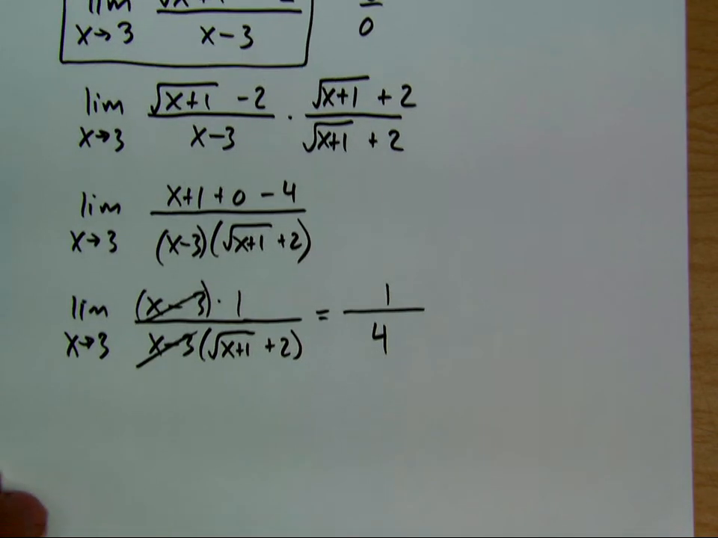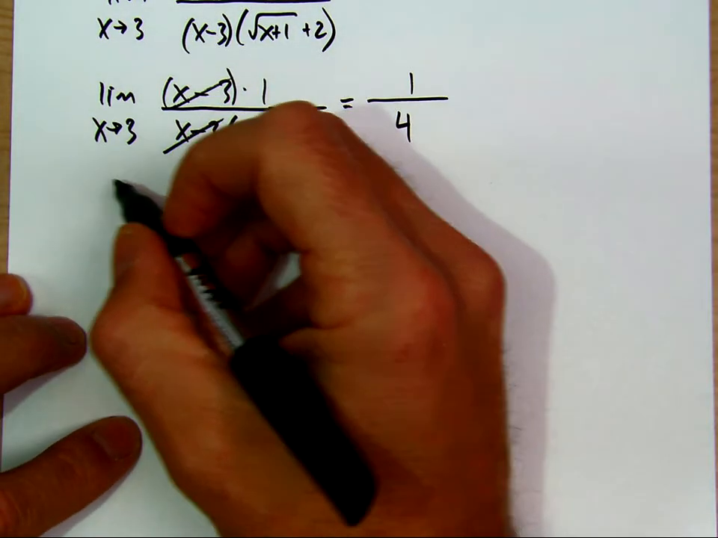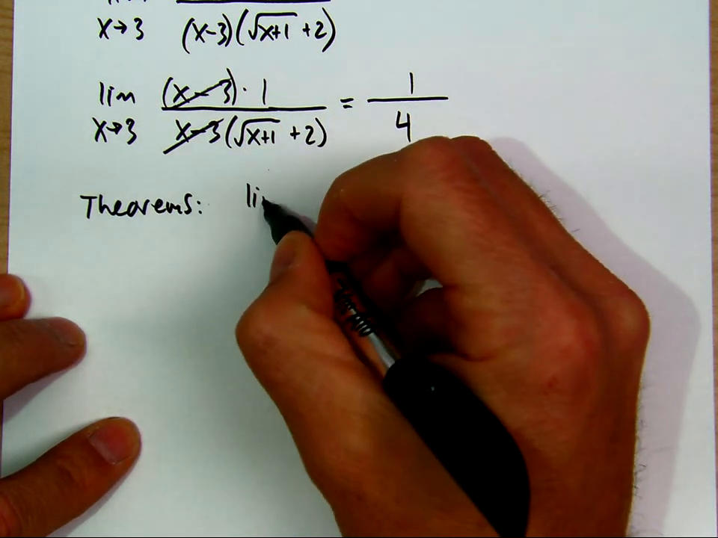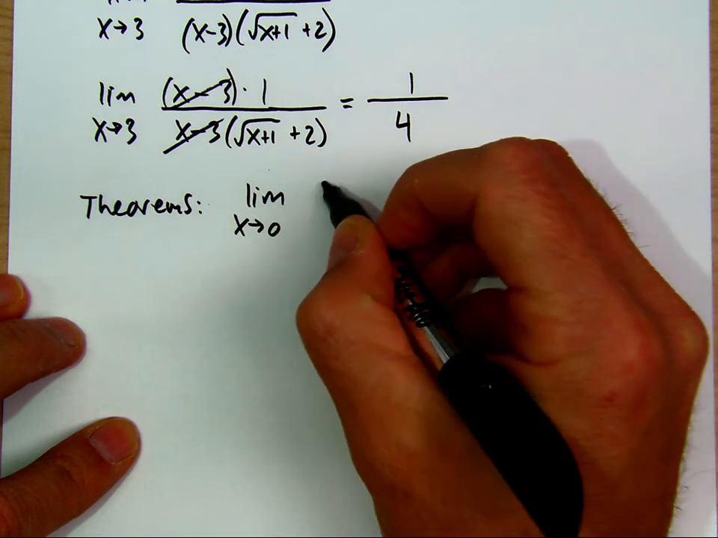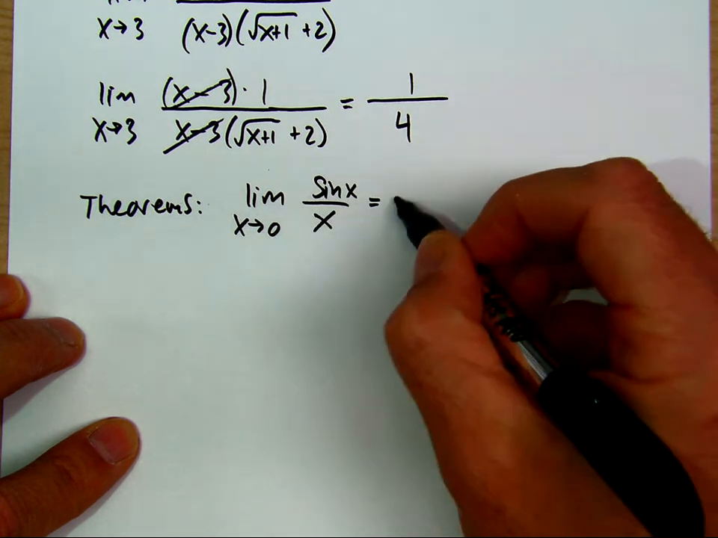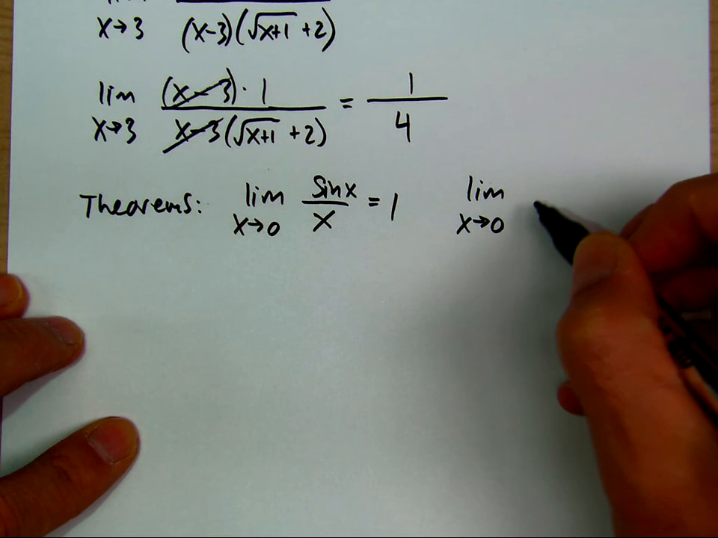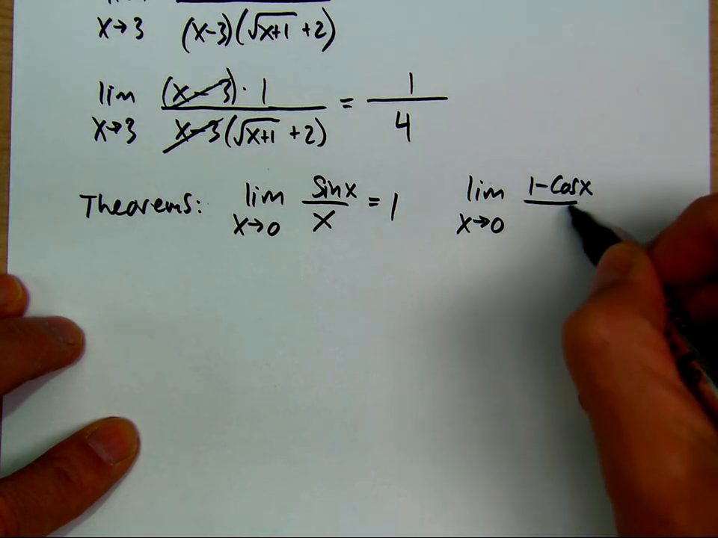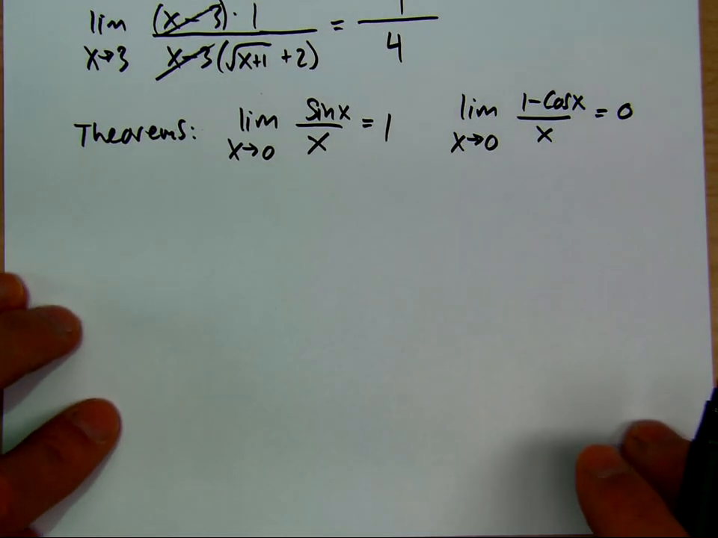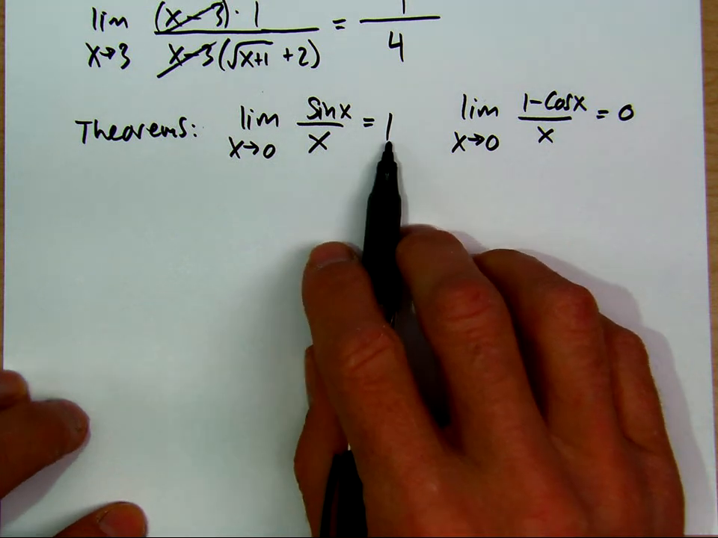Okay, let's just do some work with some trig functions. We have two theorems, and we saw this in the previous lesson. We looked at it numerically, and we saw that the limit is 1. There's also a theorem for cosine. And then we'll just manipulate functions to make them look like this so that we can evaluate the limit.